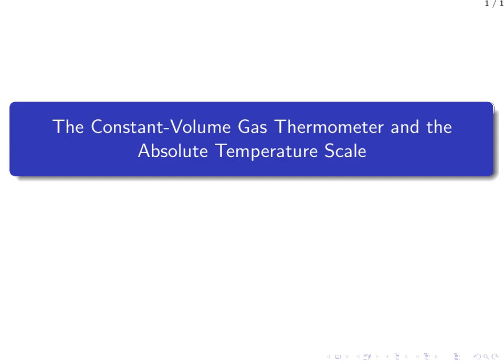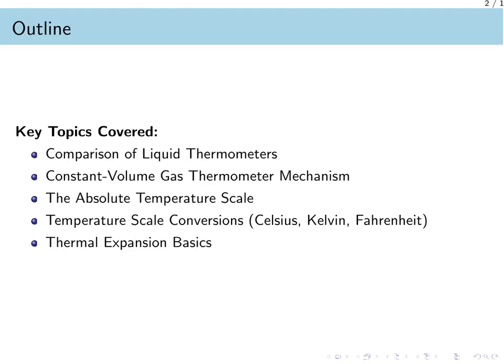The constant volume gas thermometer. In this session, we will explore several key topics related to temperature measurement and thermal properties. We will begin by comparing liquid thermometers and identifying their inherent limitations. This leads us to the mechanism of the constant volume gas thermometer, which provides a more consistent standard for measurement. We will define the absolute temperature scale and discuss how to perform temperature scale conversions between Celsius, Kelvin, and Fahrenheit. Finally, we will cover the basics of thermal expansion, examining how substances change in size when their temperature increases.